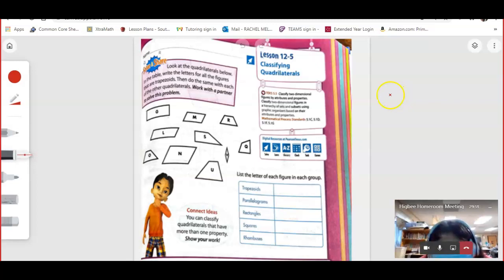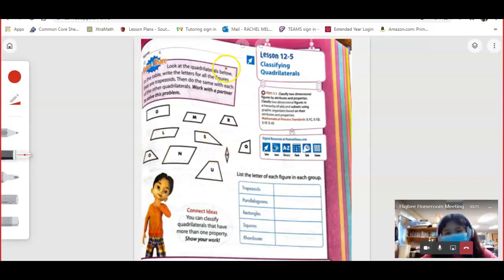All right, so the first thing we're going to do is take these shapes that we see here, and place the letter of the shapes in the spot that we think they should go in. Okay, so we have trapezoids, parallelograms, rectangles, squares, and rhombuses. Take a look at those shapes. Let's first look and see which shapes are trapezoids.